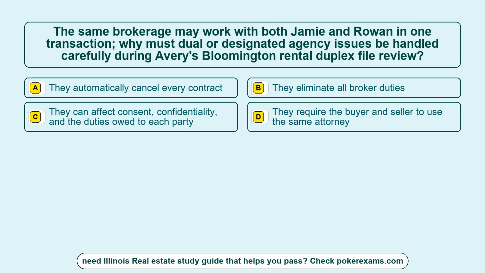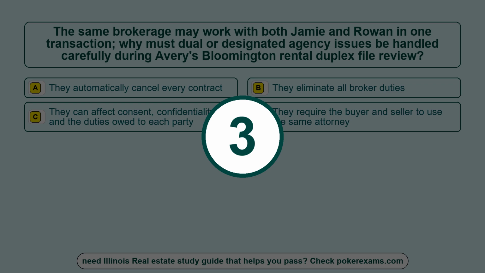Question 11. The same brokerage may work with both Jamie and Rowan in one transaction. Why must dual or designated agency issues be handled carefully during Avery's Bloomington rental duplex file review? Option A. They automatically cancel every contract. Option B. They eliminate all broker duties. Option C. They can affect consent, confidentiality, and the duties owed to each party. Option D. They require the buyer and seller to use the same attorney.